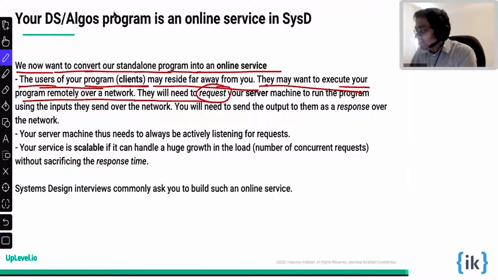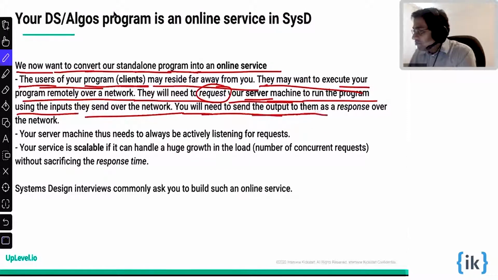So they send this request across the network to your machine, which is running the program, and we'll call that the server machine, which will run the program on the inputs that they sent. And they specifically are interested in the outputs. So when your program creates the output, we return the output back to them as a response again over the network.